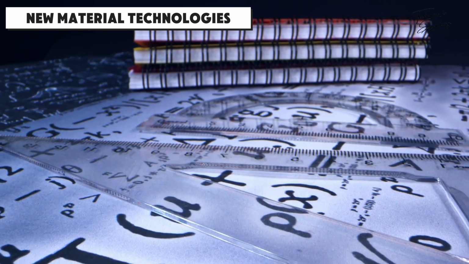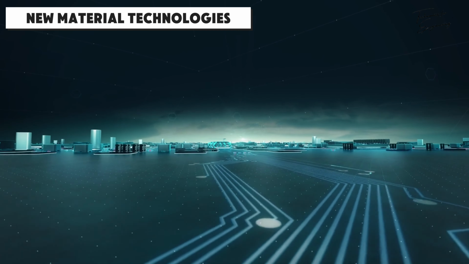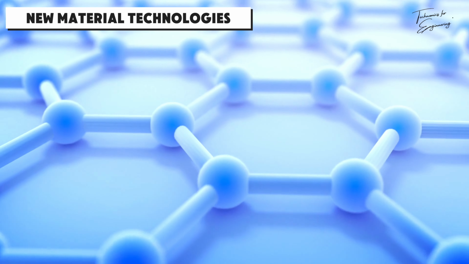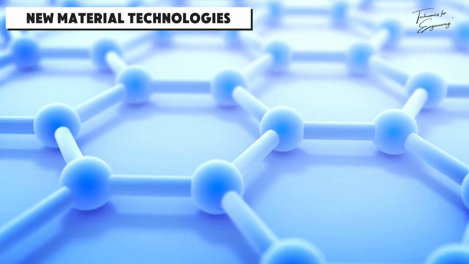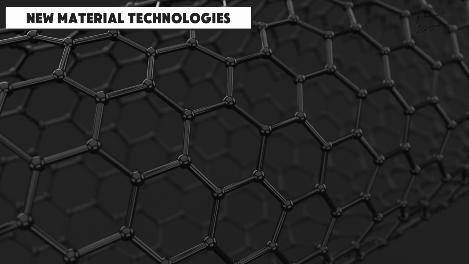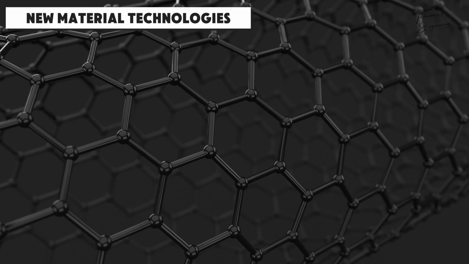Let's take a closer look at each of these. First, let's talk about graphene. Graphene is a single atom-thick material made of carbon atoms arranged in a honeycomb pattern, and it has some truly remarkable properties. The first is its high electrical conductivity.